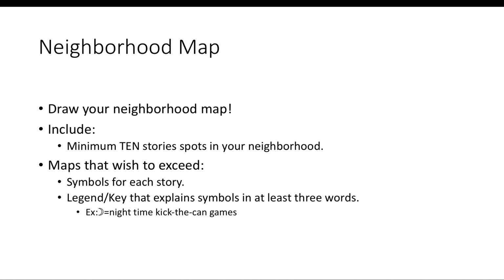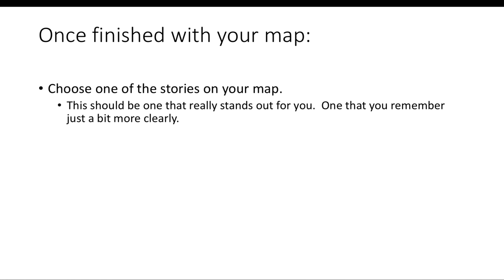All right? So you're going to draw your neighborhood map. And then when you're finished drawing your map out, you're going to choose one of the story spaces on your map. It should be a memory that really stands out for you, one that you remember just a bit more clearly. Okay? You have that story. What I want you to do is close your eyes. And I want you to think about that memory.